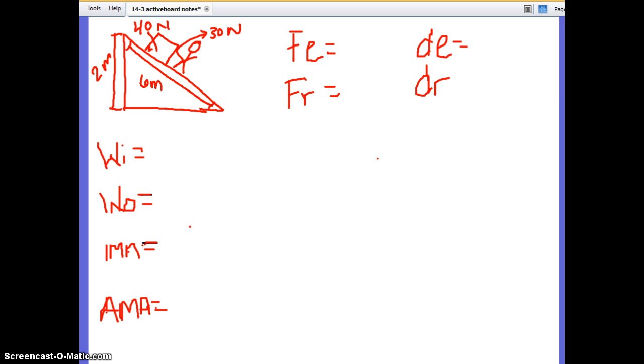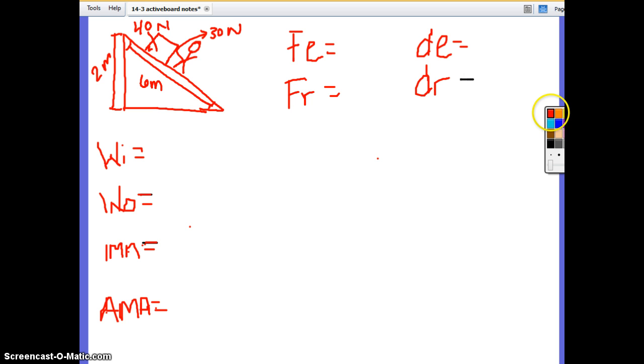Okay, so you will see a problem like this on your worksheet as well as your test. So here is the example. You've got somebody pushing a box up a ramp. The person is pushing with 30 newtons. The box is 40 newtons. The ramp is 6 meters long and it's 2 meters in height. And you will see this on your test, so it's important to know how to do it. It'll be lots of points on your test. So you first want to figure out your FE, your DE, your FR, and your DR.